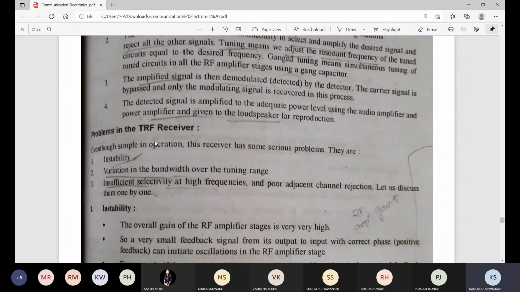Then what are the limitations or the drawbacks of TRF? Even though simple in operation, this receiver has some serious problems. They are instability. What is that instability? We will see that also. Variation in the bandwidth or the tuning range, insufficient selectivity at high frequencies, and poor adjacent channel rejection. Let us discuss them one by one.